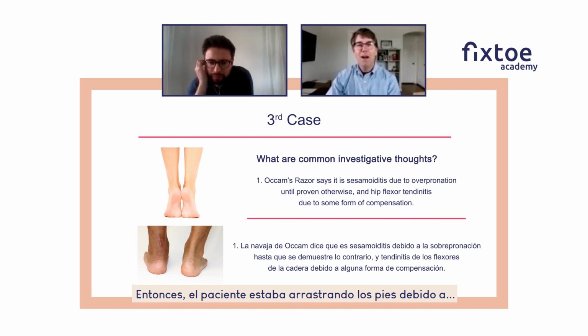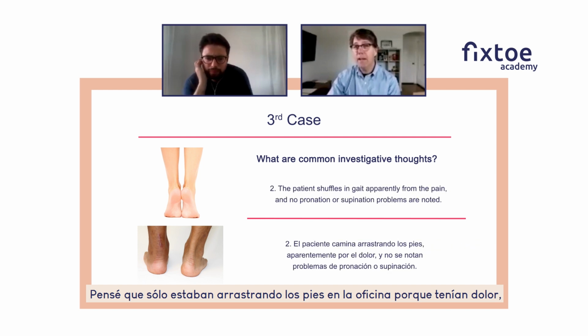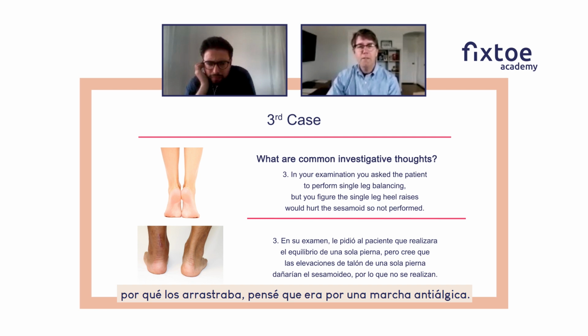So the patient was shuffling, I thought they were just shuffling in the office because they had pain. I didn't see any pronation or supination. They're sort of a neutral foot. But I didn't pick up on why they were shuffling. I thought it was just because of an antalgic gait.